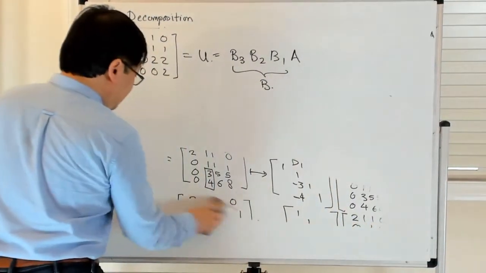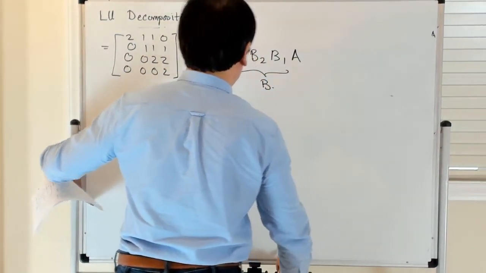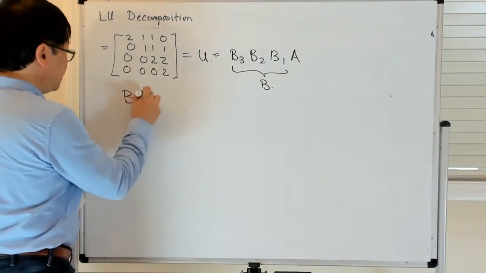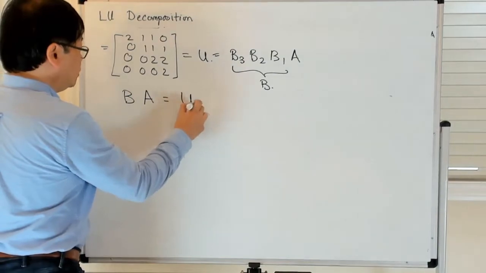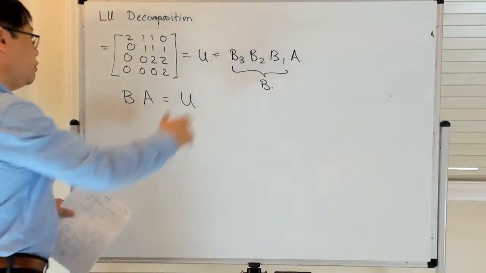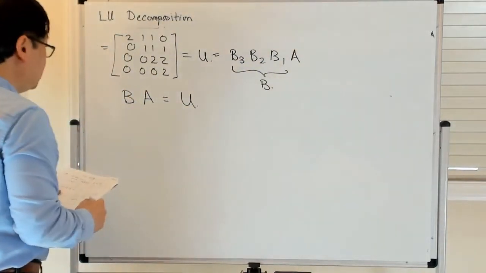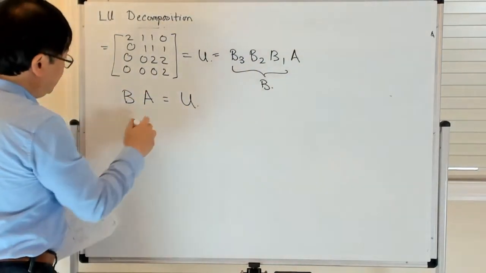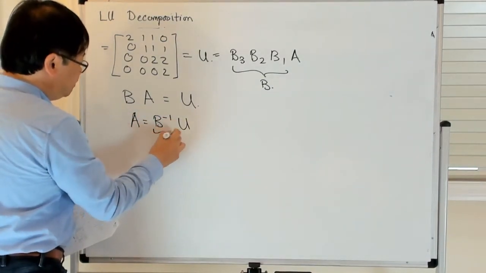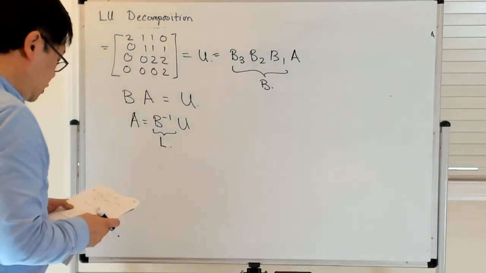So eventually what I wanted was to write down A as a product of a lower triangular and upper triangular matrix. So where are we at right now? We're at this idea that B times A is equal to U. And each of these Bi's are lower triangular, but we don't know what happens when you multiply them, okay? And it's not quite what you want, right? What you really want is to write A is equal to something like B inverse times U, and you want this B inverse to be lower triangular. Okay, so let's see what happens.